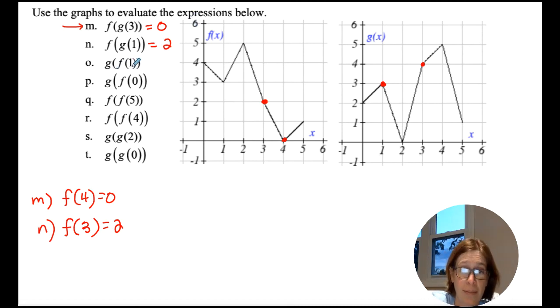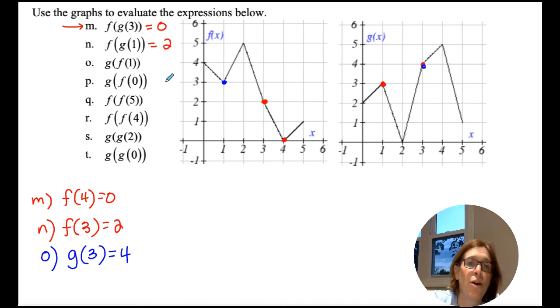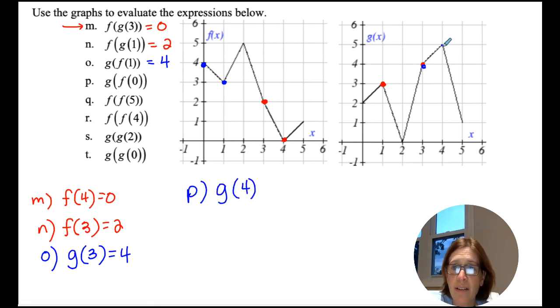G of F of 1. Okay, so F of 1 is 3. So I want to find then G of 3. So G of 3 is 4. So G of F of 1 is 4. Make sense? Okay, G of F of 0. So F of 0 is 4. So then I want to find G at 4. G at 4 is 5. So G of F of 0 is 5.